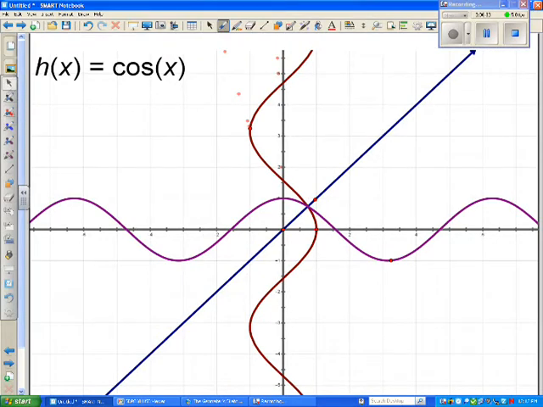All right, cosine, we need the first quadrant, and the first quadrant are these values right here, with this being pi over 2. But we're going to include the second quadrant from the unit circle, and that's these values. And I'll show you what I mean from the unit circle.